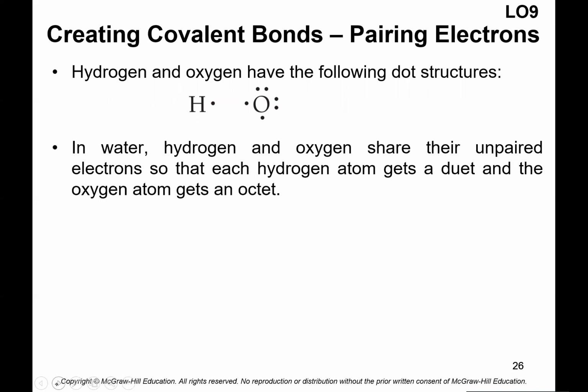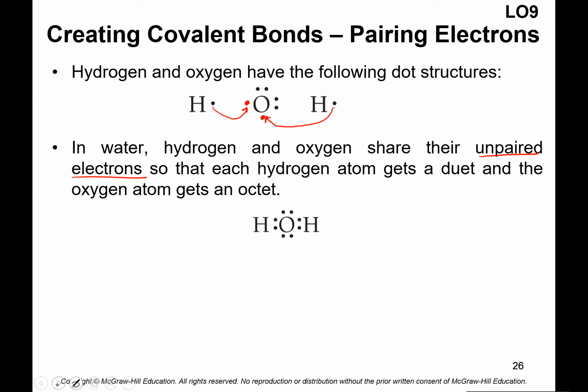Okay, so hydrogen and oxygen, they're going to share their unpaired electrons, so that each hydrogen atom gets a duet and the oxygen atom gets an octet. So what does that mean? Well, I have a hydrogen atom here. This electron here can be shared with this electron that is by itself. Oxygen has 2 unpaired electrons. It's this one and this one. So hydrogen, with its 1 unpaired electron, will pair up with this unpaired electron of oxygen in order to be able to satisfy its duet. The electron here of this oxygen will go ahead and pair up with this unpaired electron.